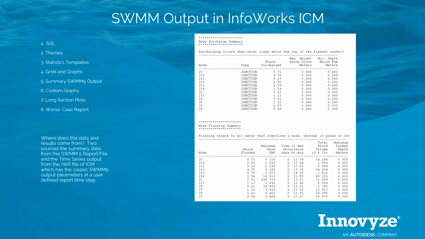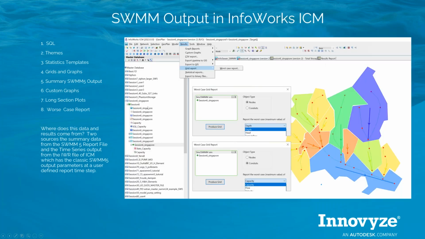Okay, and in addition, with the long section plots, you can also mix and match. So you can have a long section plot and show it over time, but you can also have things like the maximum capacity and a maximum flooding volume, et cetera. So it's a mix and match of things, but you get everything out of the report file you get inside of the IWR file, which then allows you to use all the tools of the ICM network.